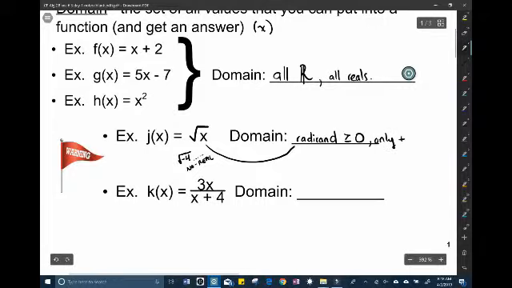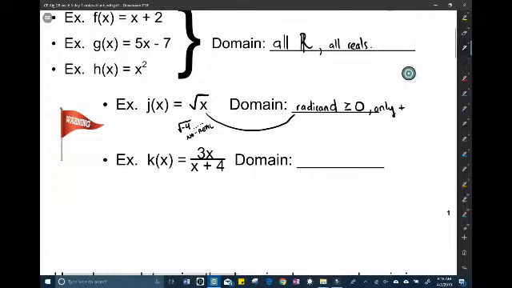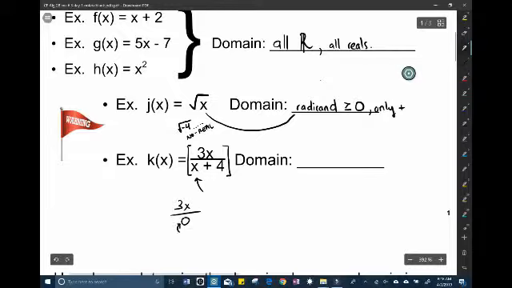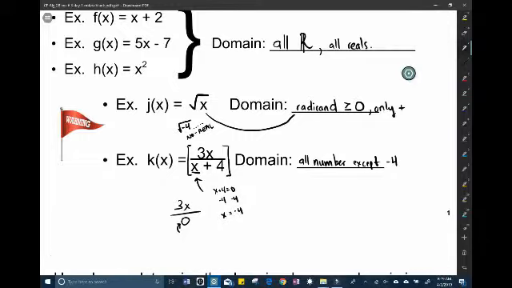So only positives. Another thing is if you have a fraction, be wary of a fraction with a variable in the denominator, because what you can never have in a fraction is the denominator equal to 0. Okay, so in this case, what would make the denominator 0? Well, if you set x plus 4 equal to 0, that would mean x being negative 4 is a no-go. So the domain in this case is all numbers except negative 4. Okay, so that is what you would have for your domain there.